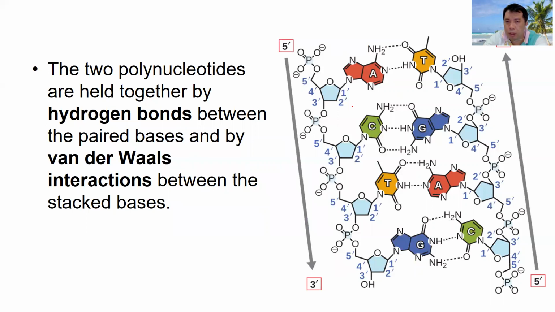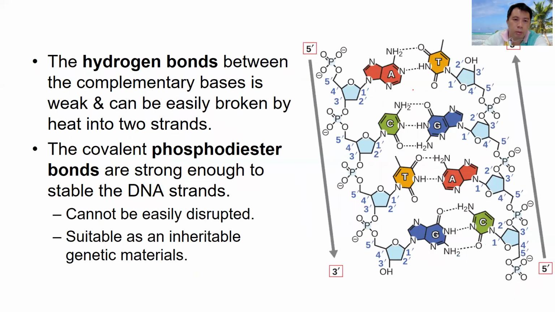Because most of the interior region of the DNA molecule contains non-polar molecules, they will have van der Waals interactions when they come into close contact. The hydrogen bonds between the complementary bases are weak and can be easily broken by heat into two strands. However, the phosphodiester bonds are strong covalent bonds, and they stabilize the DNA molecules.